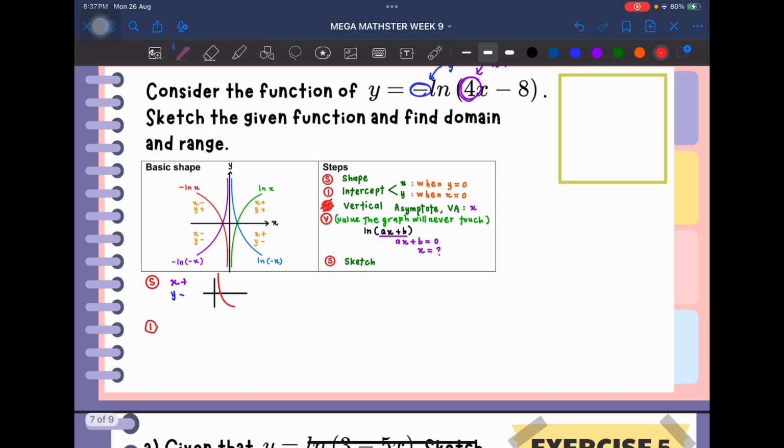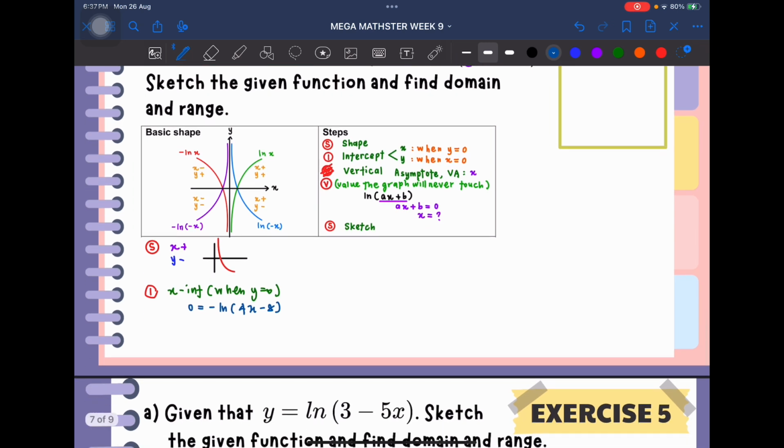Step I. Okay, so the first one is x-intercept. So x-intercept is when y is equal to 0. So you will have 0 is equal to negative of ln 4x minus 8. Like that. Okay, and then saya hilangkan the negative. So I will have 0 is equal to ln 4x minus 8.